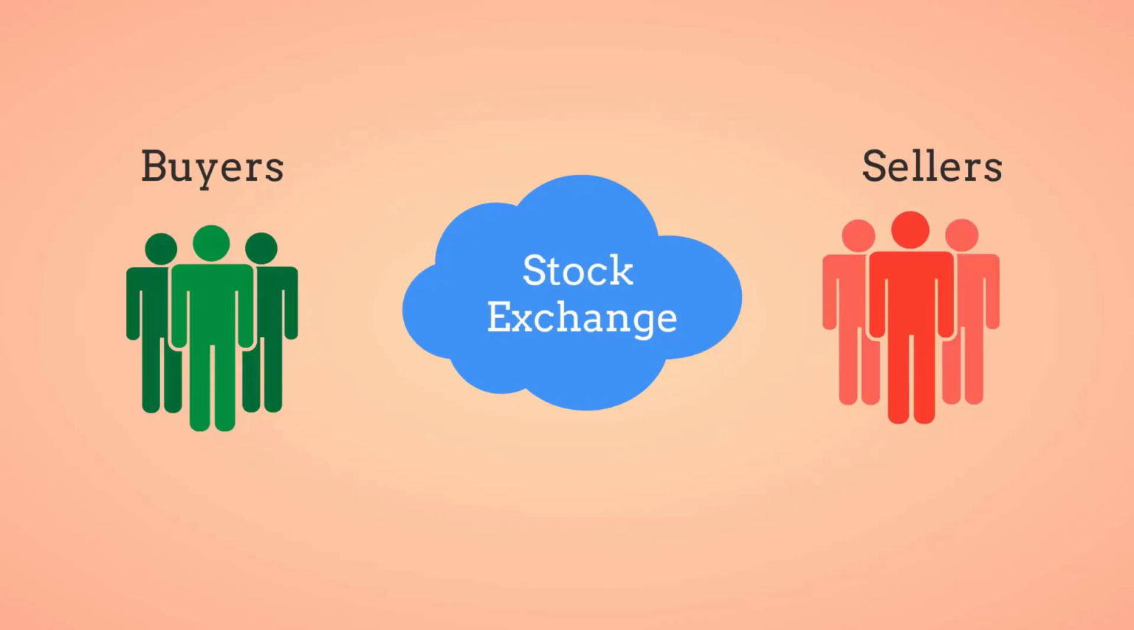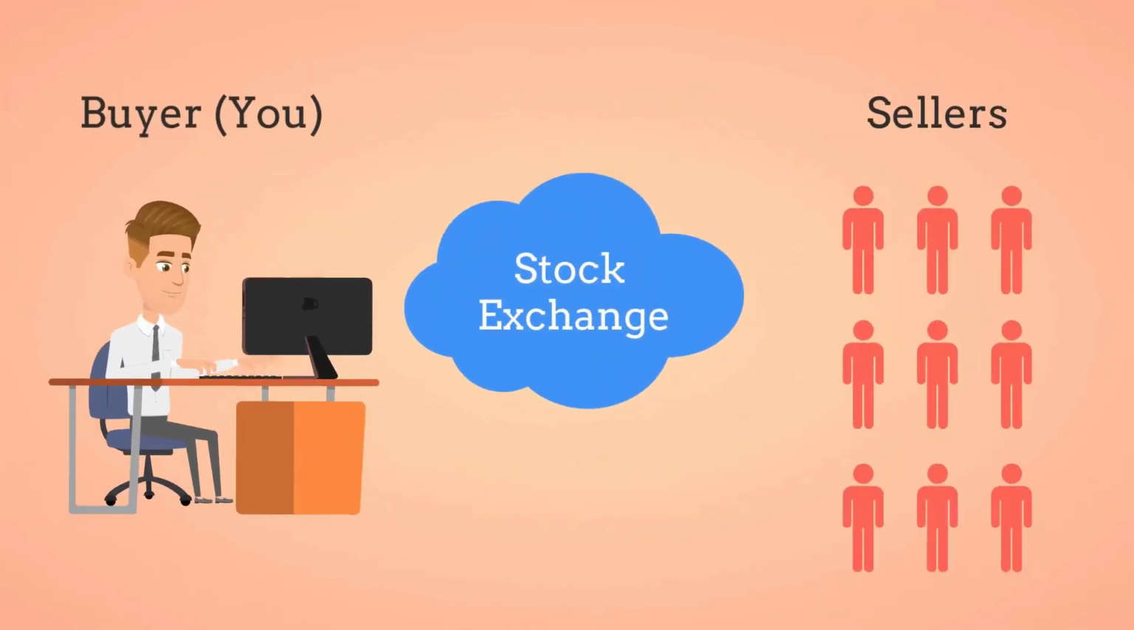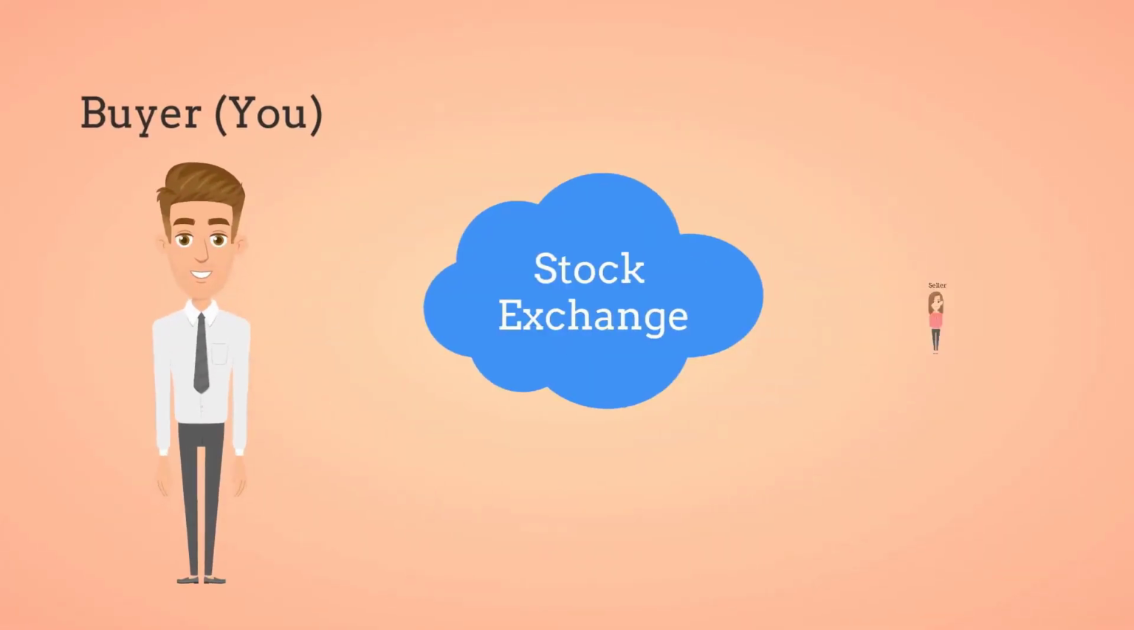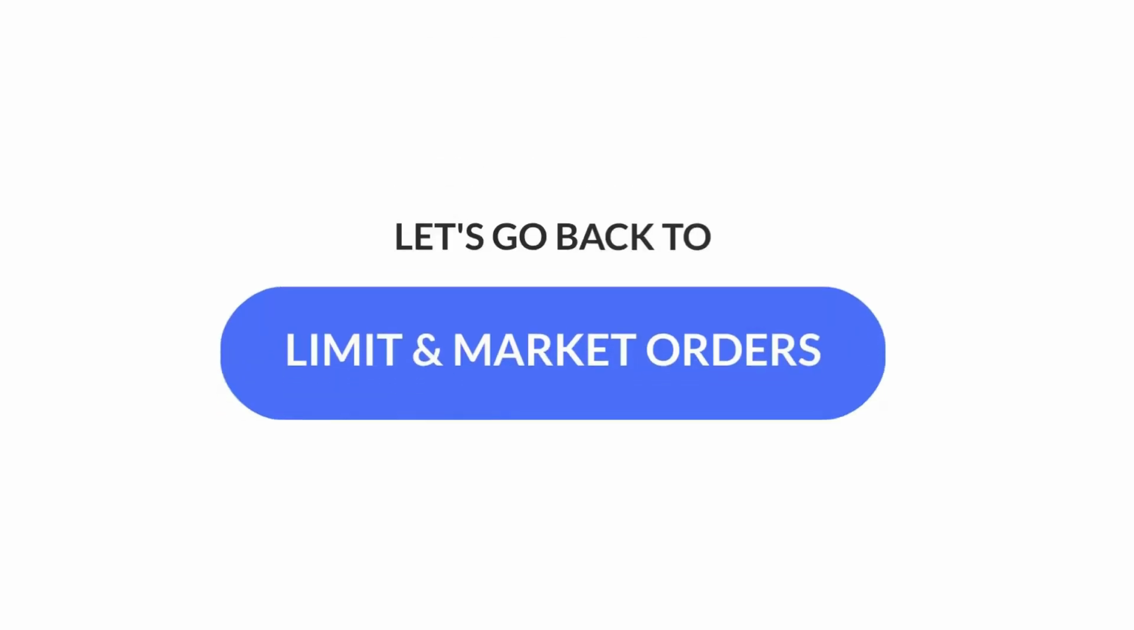So when the stock exchange looks at your buy order, it says, okay, who would be the best seller for this buy order? Who should I match it to? And as soon as it finds one, your order gets executed. And what executed basically means is that as a buyer, you get your shares and the seller gets paid for those shares. So both are happy, life is good. Now with this understanding, let's go back to the limit and market orders.